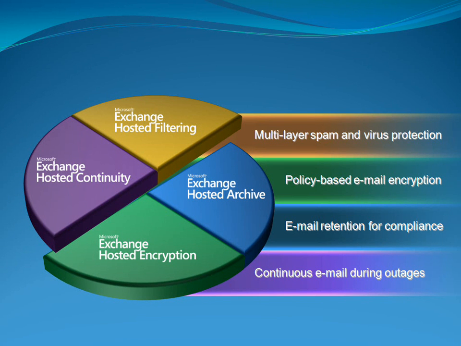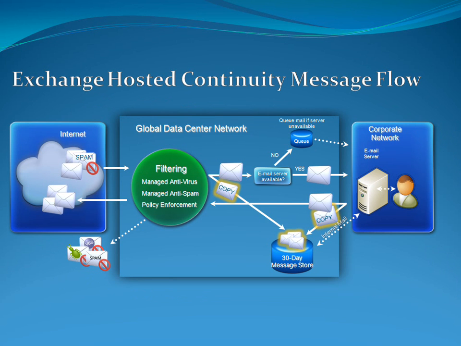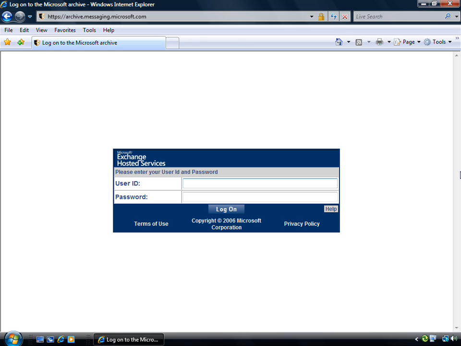Exchange Hosted Continuity works in conjunction with Exchange Hosted Filtering. When messages enter the Exchange Hosted Services data center network, they are filtered for spam, viruses, and policy rules. After the filtering process, Exchange Hosted Continuity stores a copy of each message in a security-enhanced 30-day message repository. Similarly, internal mail sent within the organization can be captured through the journaling feature of Microsoft Exchange Server 2007. The message repository is a convenient backup if your primary email system is unavailable.